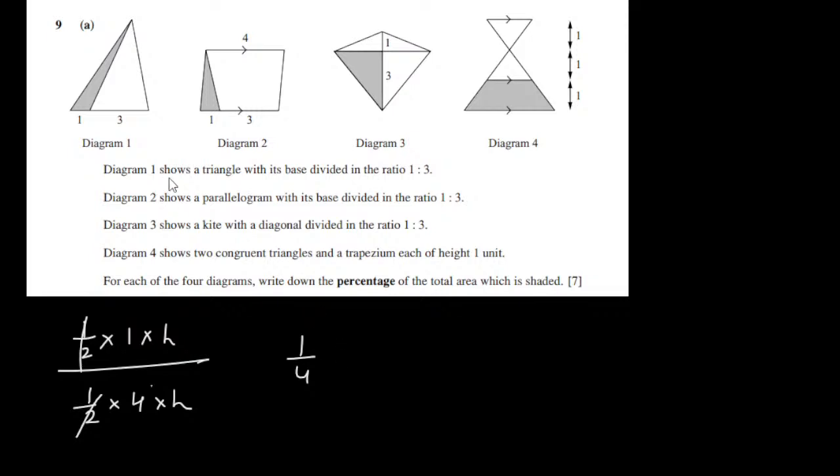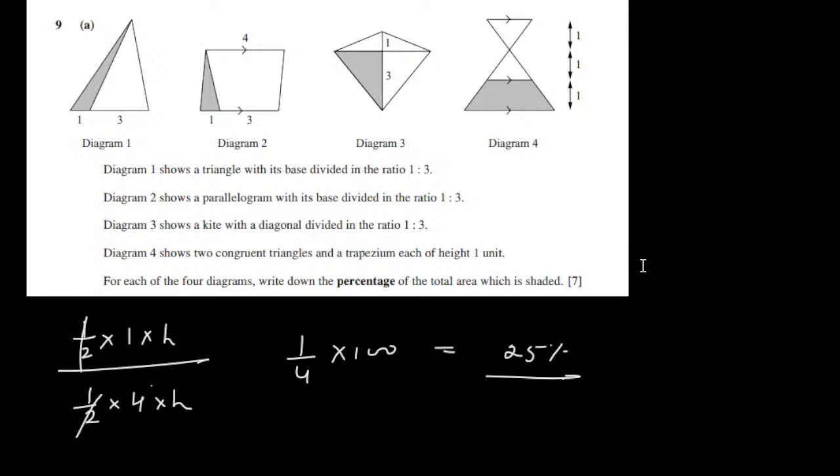So the question is, write the percentage of the total area. So shaded area divided by total area multiplied by 100 will give you the percentage. So here you will get 25%. So for the triangle it is 25%. Okay, next we will work out this parallelogram.